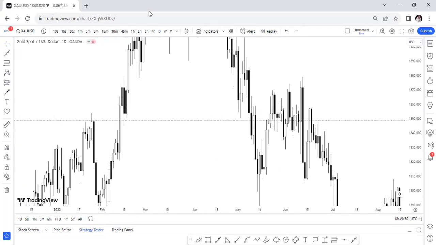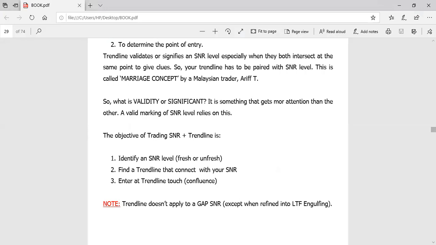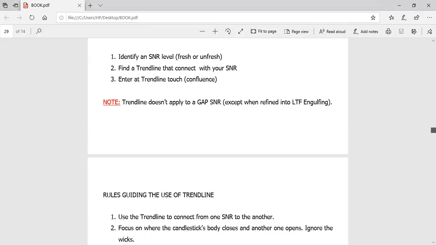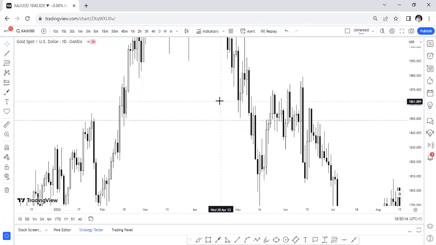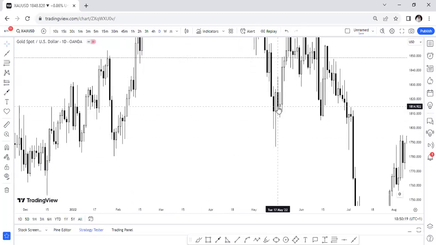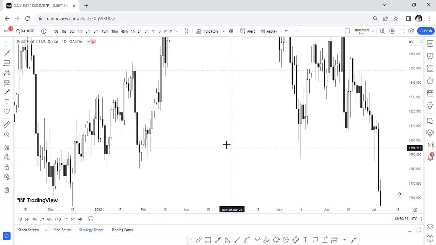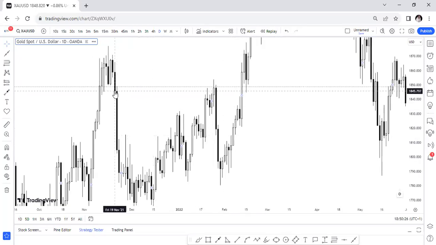Then let's go straight to the manual again. That's the introduction. We want to do the introduction very well. You want to familiarize yourself with the vocabulary. So we said that trendline does not apply to a gap SNR. Don't use trendline for a gap. For example, this is a gap. You only use trendline for this place. Connect this and this together. Not a gap, like here.